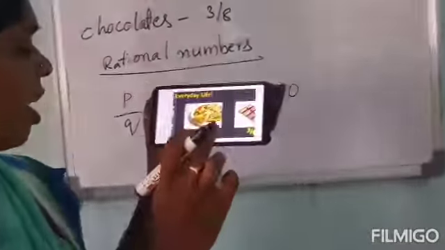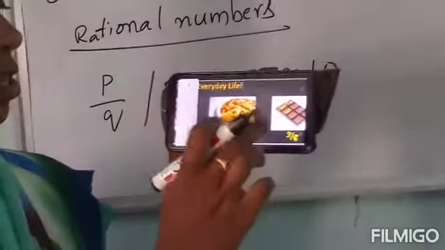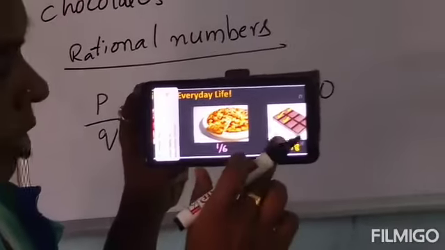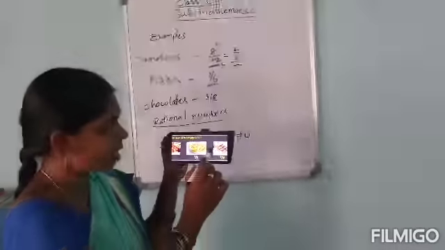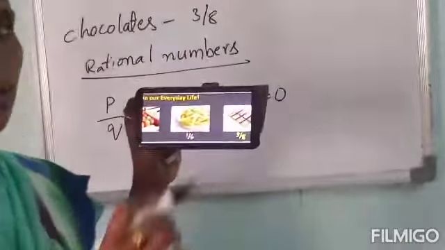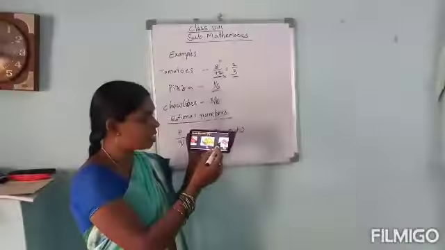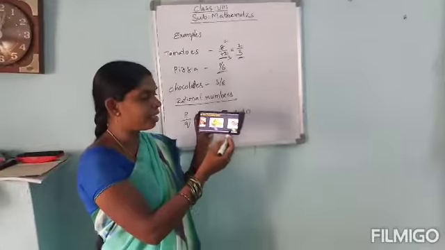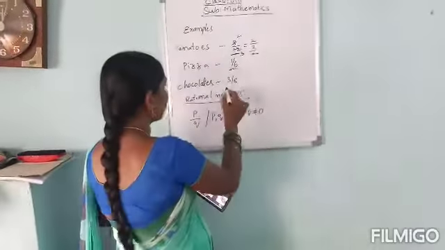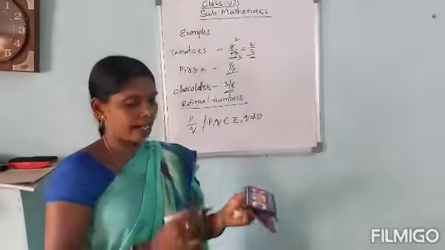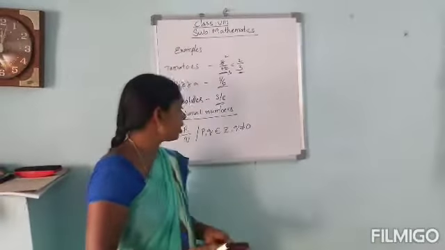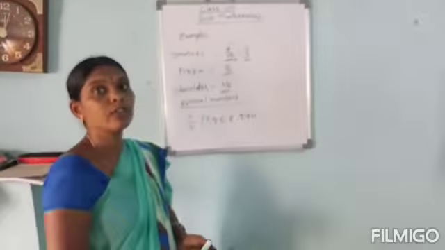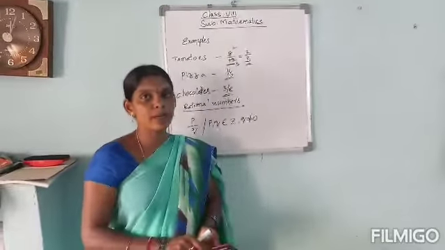Next one is, are you liking chocolates very much now? So in these chocolates, how many parts are here? 1, 2, 3, 4, total 8 parts. In these 8 parts, 3 parts are given to the children. Then what is the given part? 3 by 8. So the chocolate part shows 3 by 8. Like this I told you to write a few examples of rational numbers in your daily life.